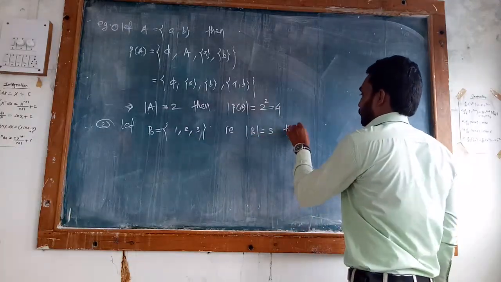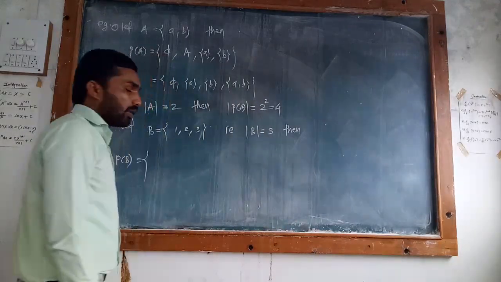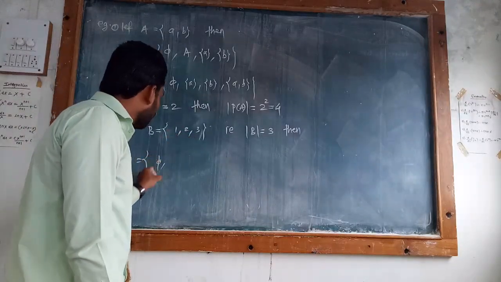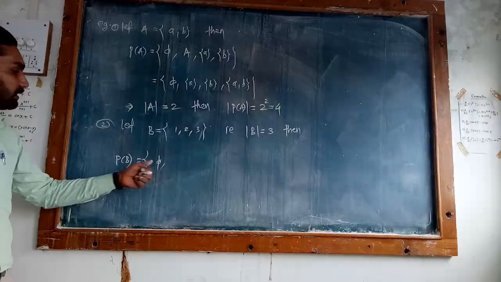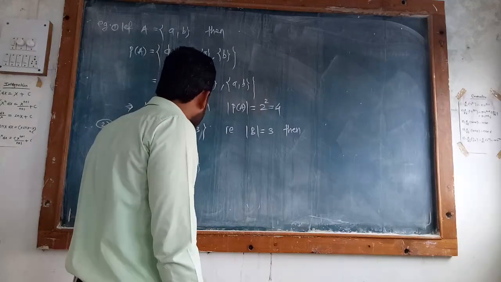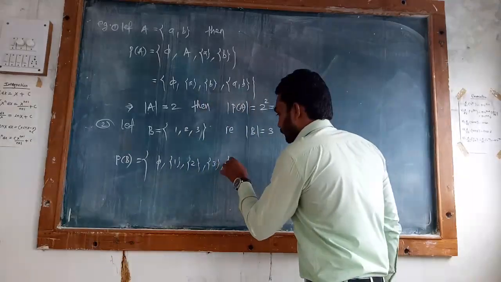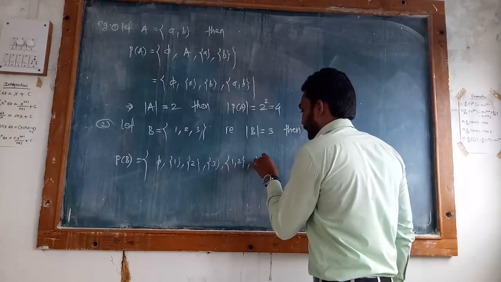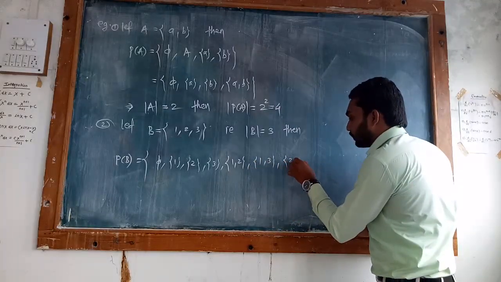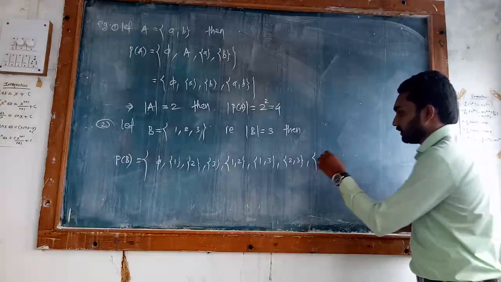Then the power set of B equals, the power set of B means all subsets of the set B. So what is the first element? The empty set is always a subset of any set. Then singleton 1 is also a subset, singleton 2 is also a subset, singleton 3 is also a subset. Next, the set containing 1, 2 is also a subset. The set containing 1, 3 is also a subset. The set containing 2 and 3 is also a subset. And the set containing 1, 2, 3, that is itself, is also a subset.